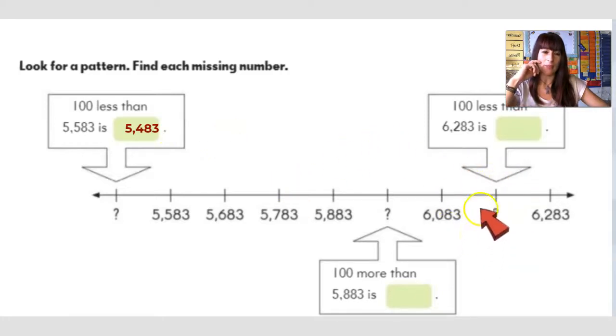Let's solve this mystery. So again, here I will also use the rule of subtraction, just for more practice. I have a number after it, so I'm going to take away 100, and the number is 6,183. Now to solve this one, I chose to use the rule of addition because I have a number before it. So I'm going to add the 100 to 5,883, and the number is 5,983. So you see, I was able to use both rules on this number line.